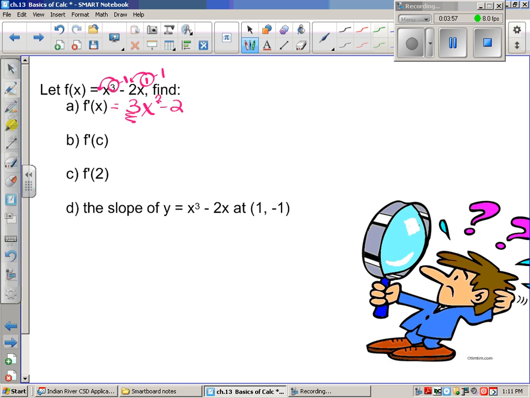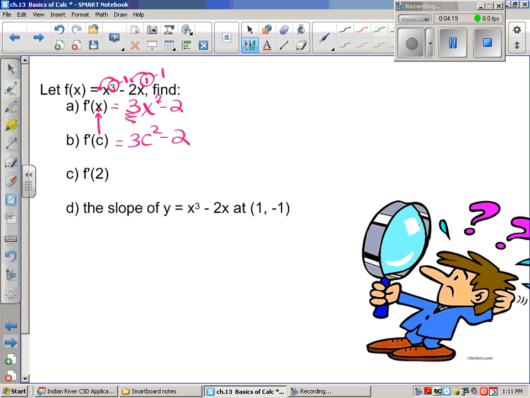All right, well then what would f prime of c be? Well, isn't that funny? All that means is basically f prime of x, in the place of that x would be c. So wouldn't that just be obviously 3c squared minus 2? I hope so. So then what would f prime of 2 be? What do you expect to be able to do there?